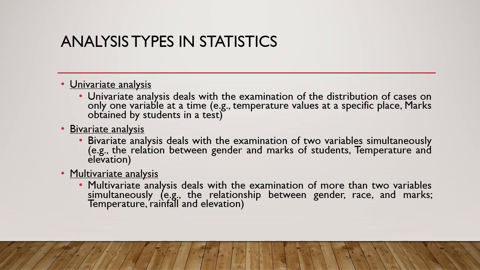When there are more than two variables, we refer to that analysis as multivariate analysis. Multivariate analysis deals with the examination of more than two variables simultaneously. For example, the relation between gender, race and marks, or temperature, rainfall and elevation. These are just examples.